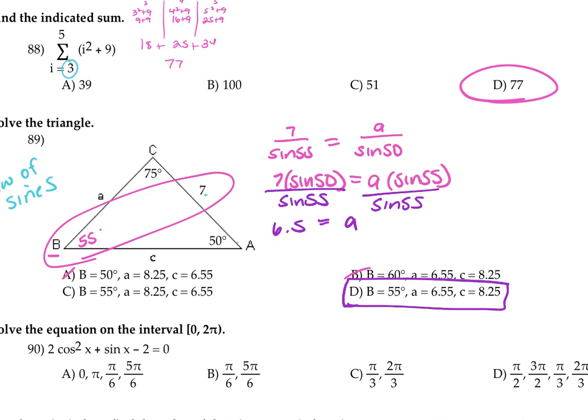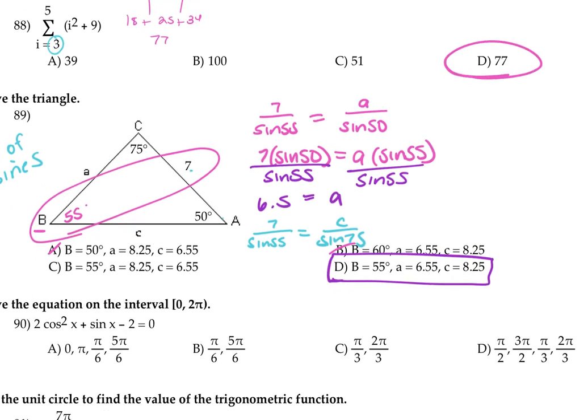If I wanted to check for C, I would do 7 over the sine of 55 equals side C over the sine of 75. Cross multiply, 7 sine 75 divided by sine 55, and I get 8.25, which is what's here.